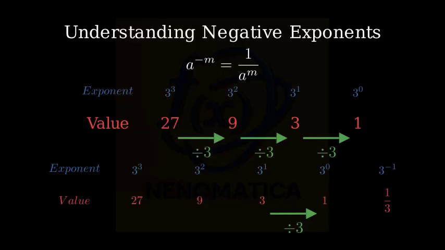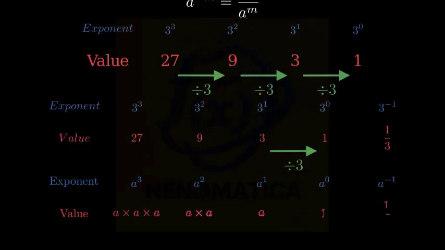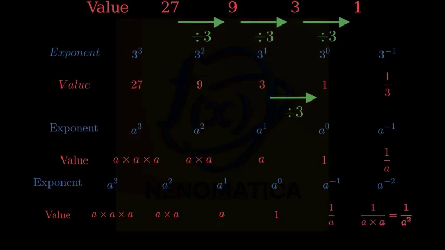Now let's generalize this pattern for any non-zero number, a. We can create a similar table for a raised to different powers. What about a to the negative 2 power? Following our pattern, a to the negative 2 would be 1 divided by a squared, or 1 divided by a times a. This confirms our general rule. A to the negative m equals 1 divided by a to the m.